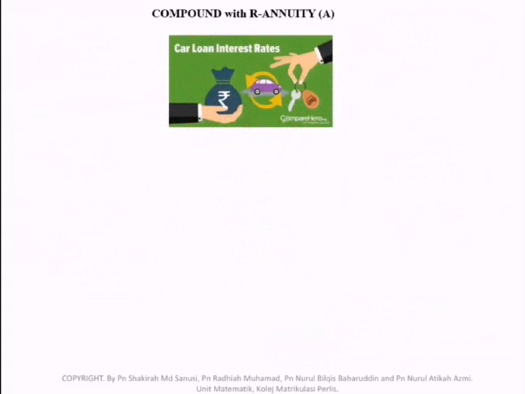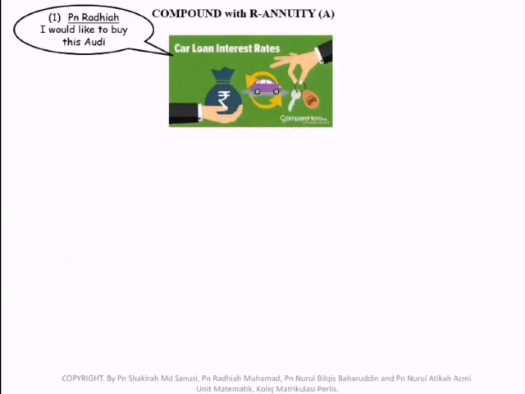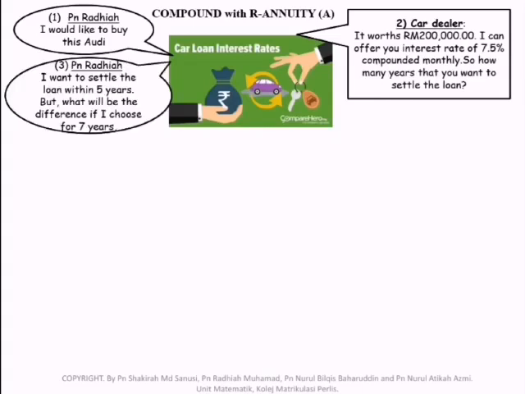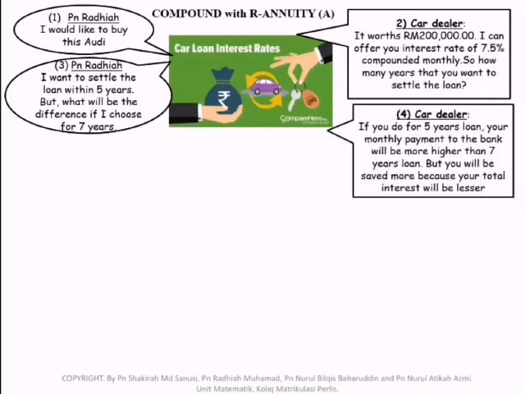This is situation for compound annuity A, car loan. Hi, sir. Yes, miss. How can I help you? I would like to buy this Audi. It was RM200,000 ringgit. I can offer you interest rate for 7.5% compounded monthly. So how many years that you want to settle the loan? I think I can do in 5 years. But if I want to do for 7 years, what will be the difference, sir? If you do for 5 years loan, your monthly payment to the bank will be more higher than 7 years loan. But you will be saved more because your total interest will be lesser.